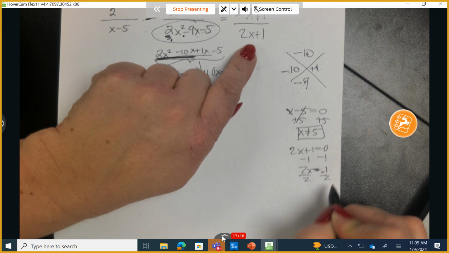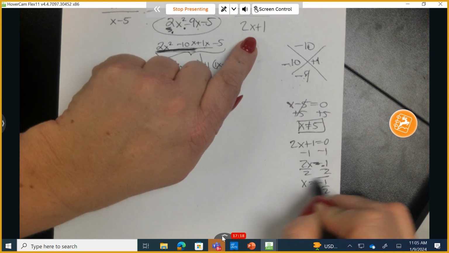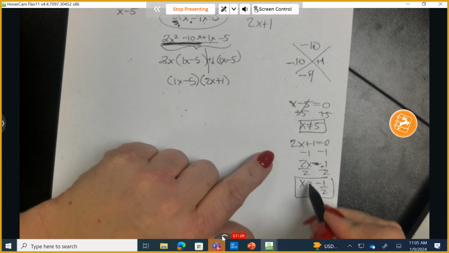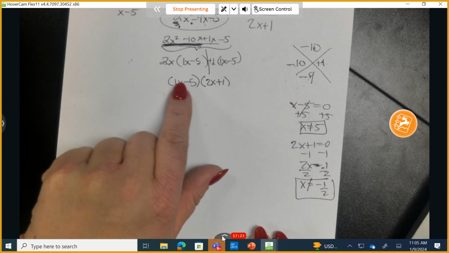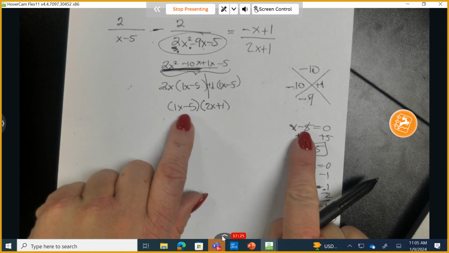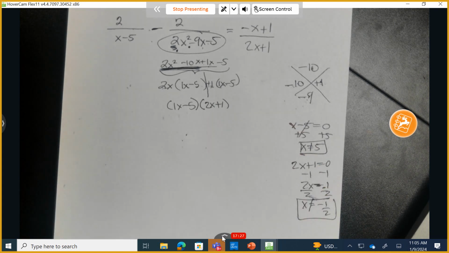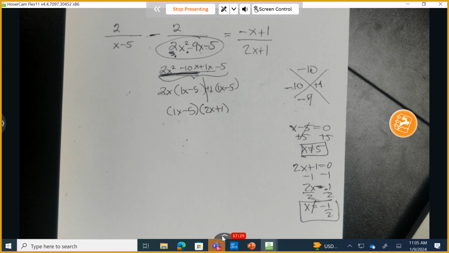I divide by 2, and so X cannot equal negative 1/2. Those are the two parts it cannot equal. Now, why do I not have to do it for these two groups? Because I already tested that. I already tested X minus 5, and I already tested 2X plus 1. Okay, so I've determined that.